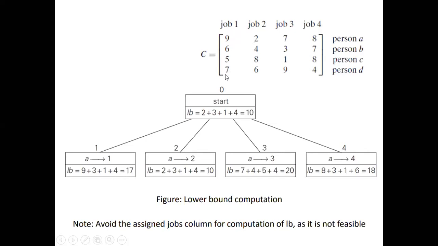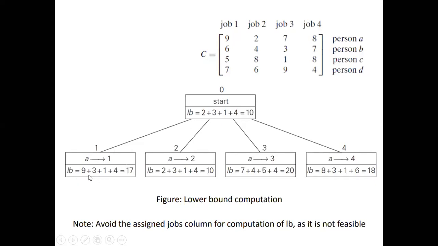In each column, only one item should be selected because the same job cannot be given to two persons. Correct? So also check for this. So 9. Okay. Are we considering any of these values? No. So all these things are fine. So 3, 1, and 4 are fine. The same value which is given here, I have written.